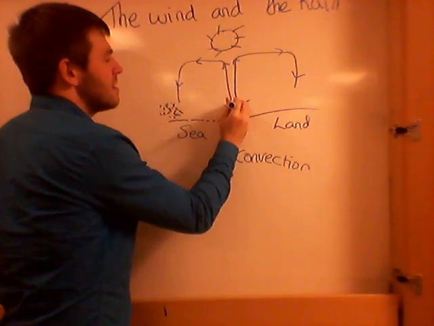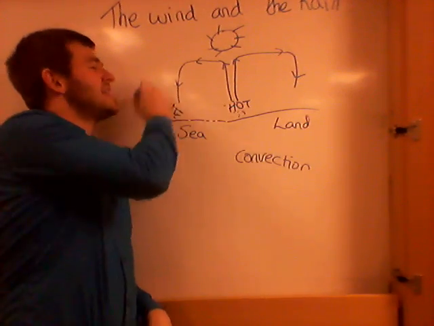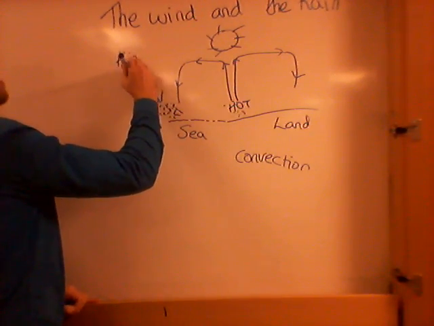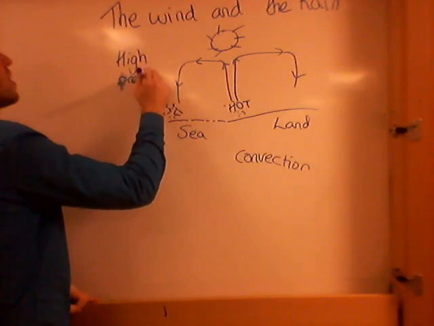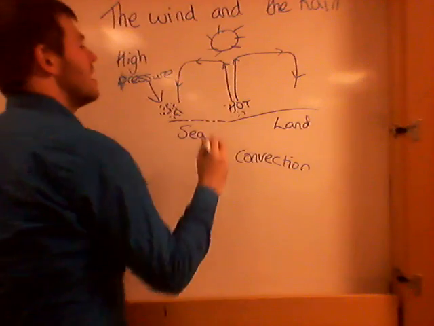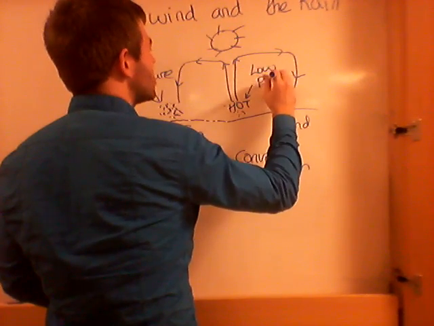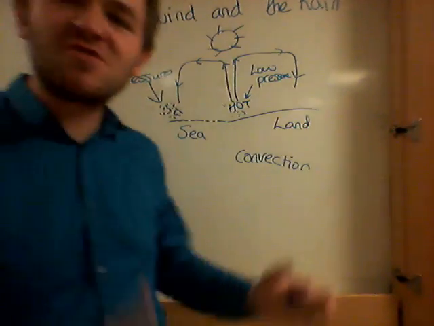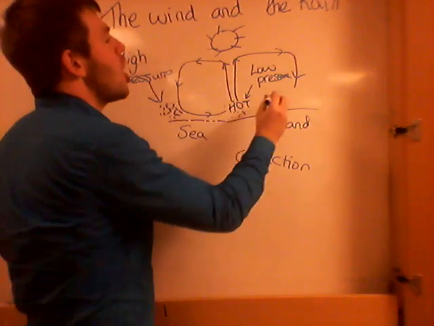I say this area here is my high pressure, or högtryck. And here I have my low pressure. And the air always moves from a high pressure to a low pressure.